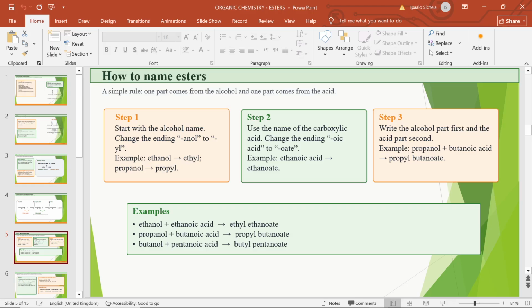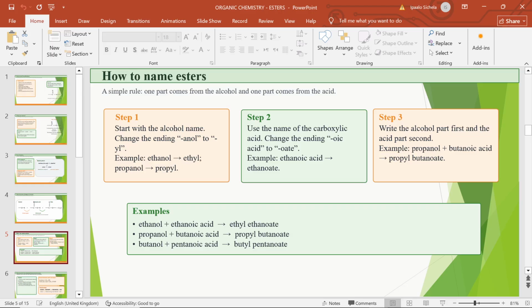So we have ethanol reacting with ethanoic acid. Ethanol is an alcohol, while ethanoic acid is a carboxylic acid. So when an alcohol and a carboxylic acid react, an ester is formed. So how did I come up with the name ethyl ethanoate as the ester? The first step to write the ester is to start with the name of the alcohol and change the ending anol to yl. The name of the alcohol here is ethanol.